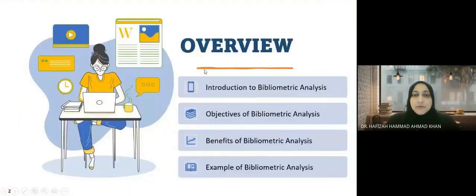So this is the overview of my sharing today. First, I will introduce bibliometric analysis. Number two is the objective of doing this bibliometric analysis. Number three is the benefits of bibliometric analysis. And number four will be the example of bibliometric analysis.